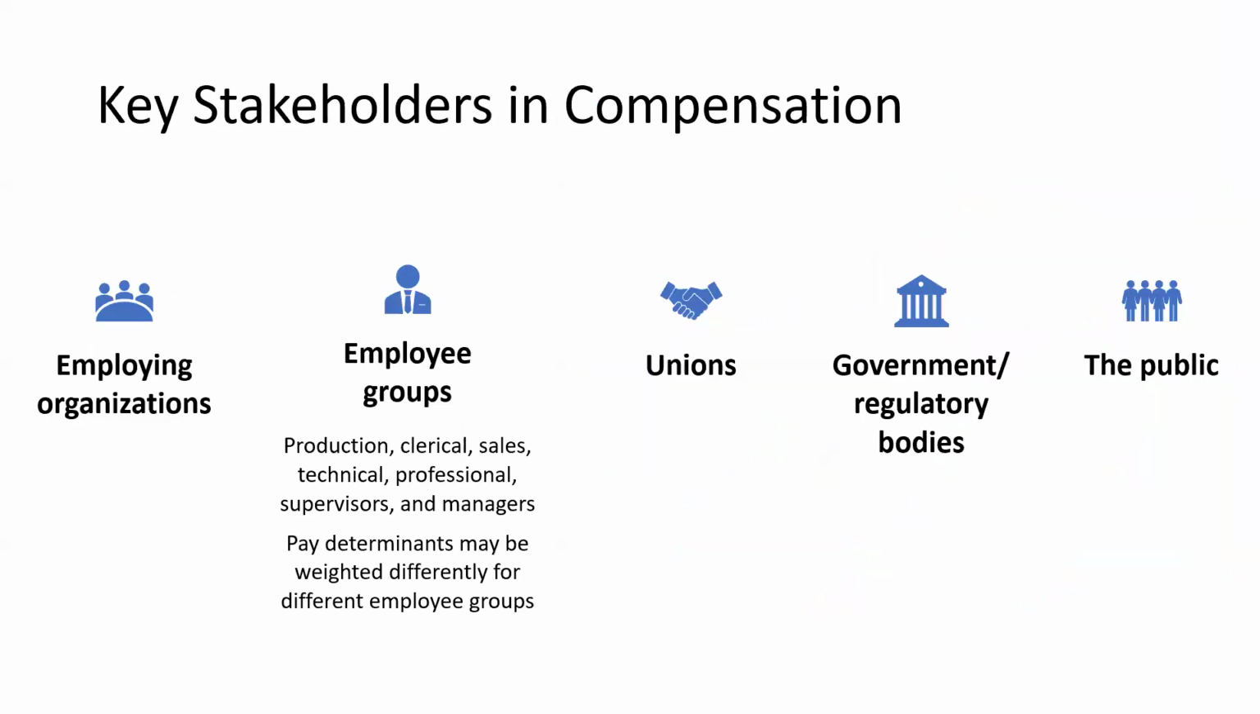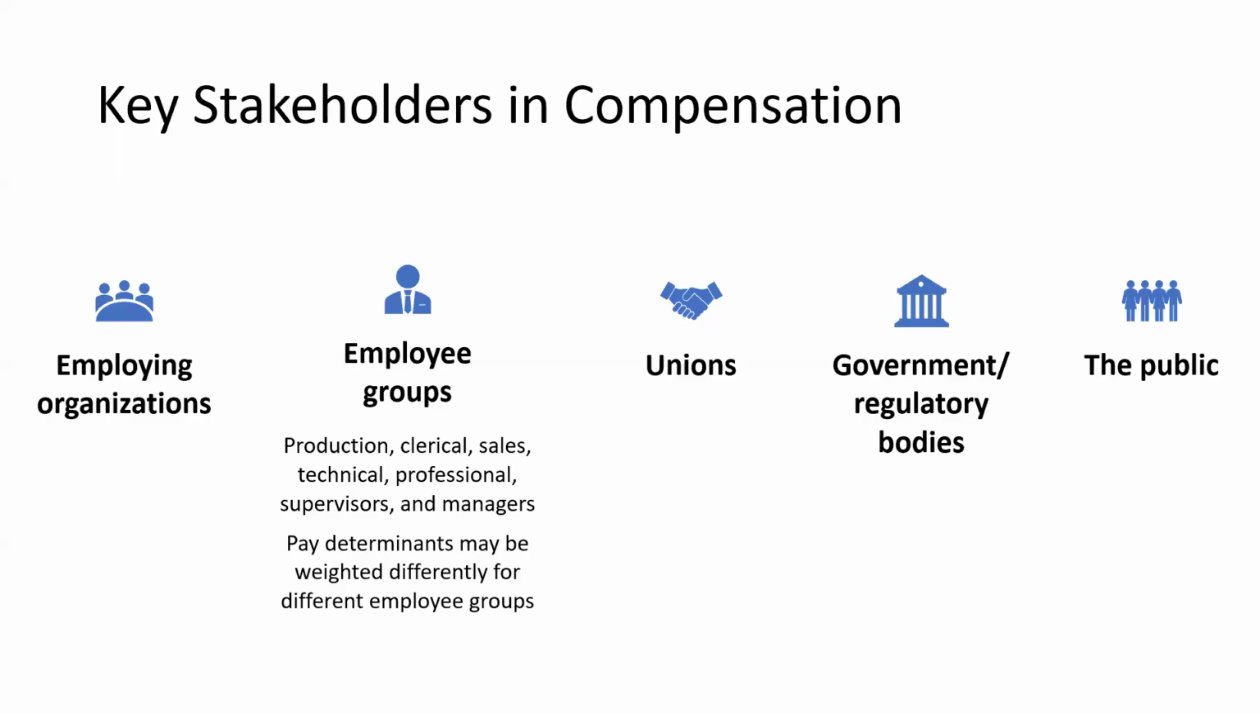So just to remind you of the key stakeholders in compensation that we always have to be aware of, we have the organizations that are employing people, and we have employee groups. Our book likes to break down the employee groups into things like production, clerical, sales. We won't do that as much in this class, but some compensation classes do that because different kinds of employee groups get paid in different ways.